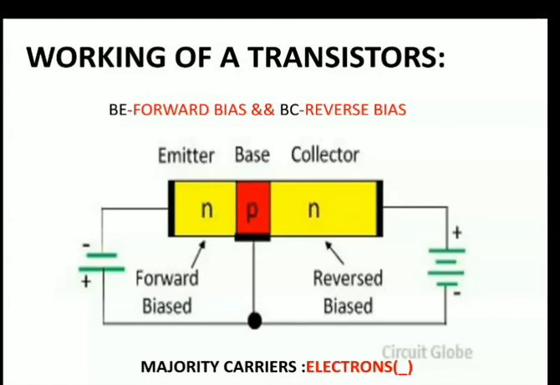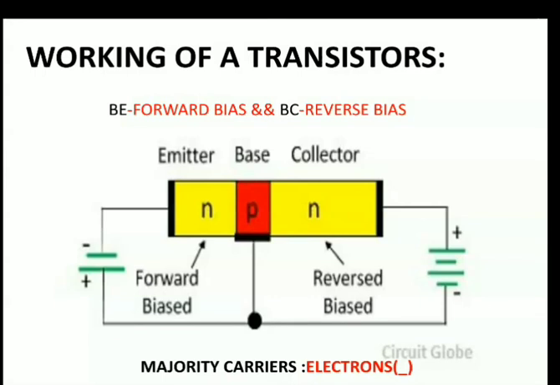So in this NPN, the majority carriers are electrons. Here the majority carriers are electrons. When these two conditions are met, that is, NP is forward biased, meaning the emitter base is forward biased, and the collector base is reverse biased, the transistor starts to work.